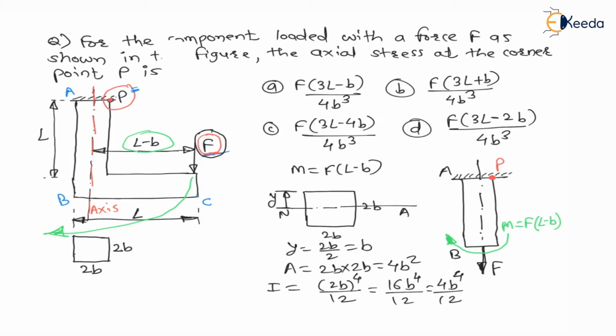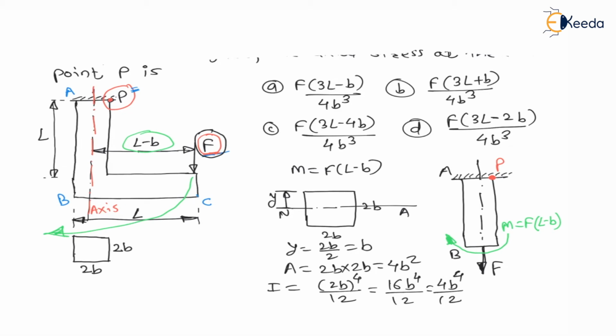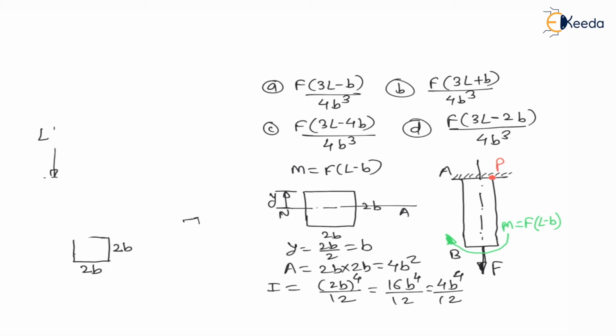Now our target is to find the bending stress and normal tensile stress acting on point P. The tensile stress acting on point P due to force F is nothing but force divided by area, that is F divided by area, which is 4b square. We have already calculated the area, and as this is a tensile force, it will be positive.